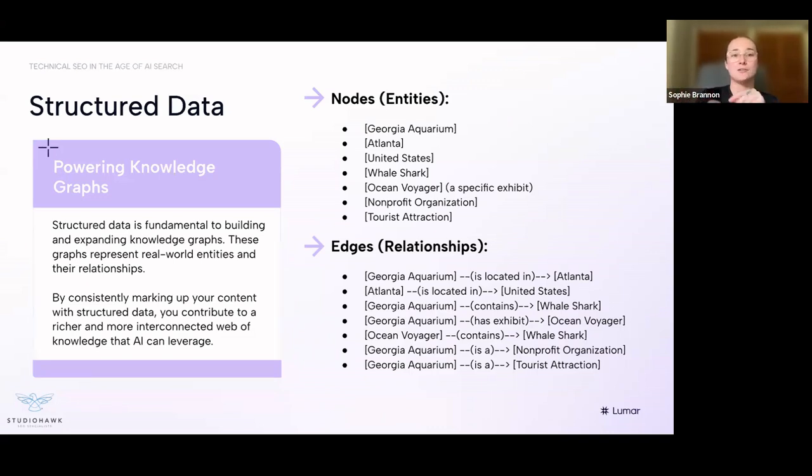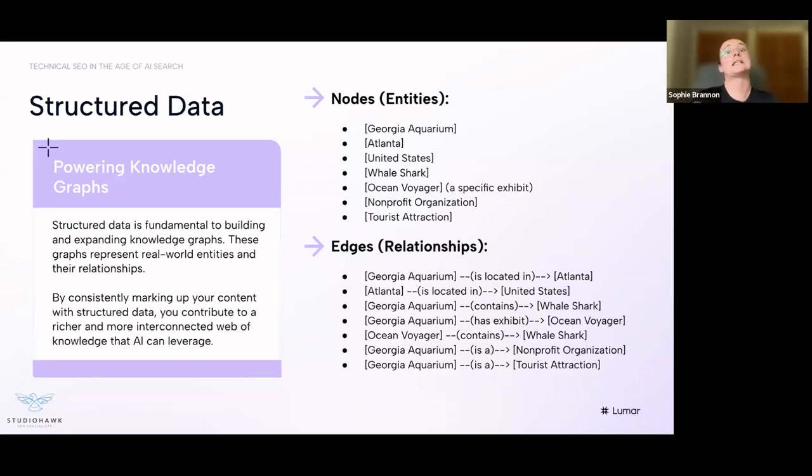But the idea behind using the structured data to connect these points is to be able to tell Google, to tell AI bots, if they can read it and crawl it, how all of these things connect. So the Georgia Aquarium is based in Atlanta. Atlanta is based in the United States. Within the Georgia Aquarium, there's a whale shark. The whale shark's in the Ocean Voyager exhibit. The Ocean Voyager exhibit is in the Georgia Aquarium, which is in Atlanta, which is in the United States. And you'll see all of these different entities starting to connect with each other.